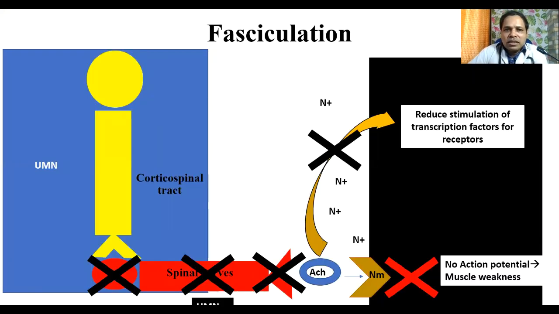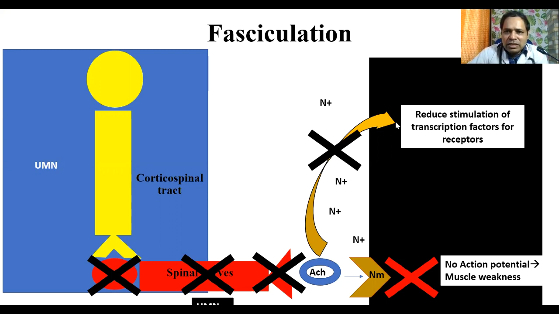Now what is happening here? Now we talk only in terms of lower motor neuron lesion. I told you, the fasciculation is seen only in the lower motor neuron lesion, not in the upper motor neuron lesion. What is happening here? If there is a lesion in the lower motor neuron, especially spinal nerves, there is no stimulation or release of acetylcholine. That's what we already know. That's why there is no stimulation of the neuromuscular junction, that is NM receptor, and no action potential and muscle contraction. This we already know. But what is happening here?